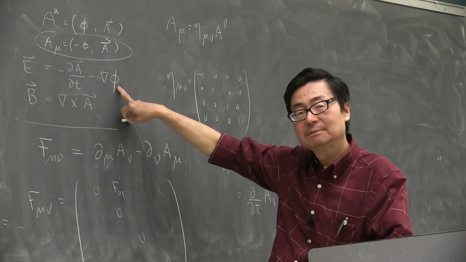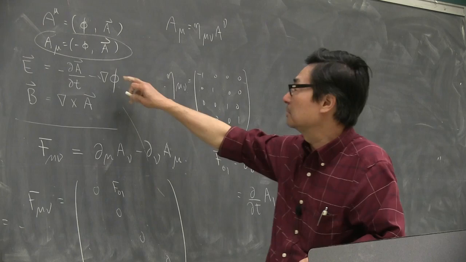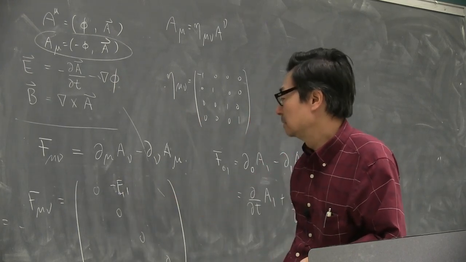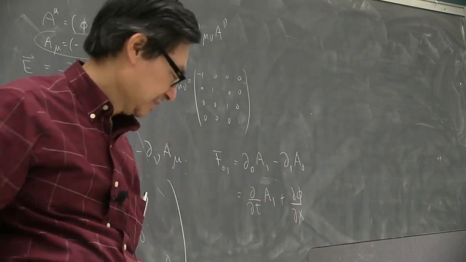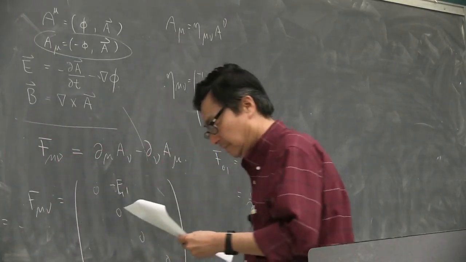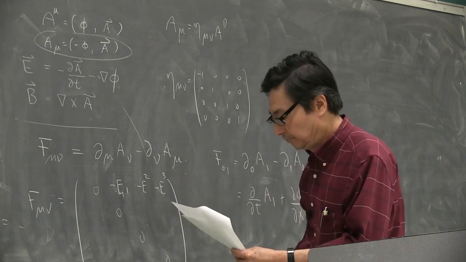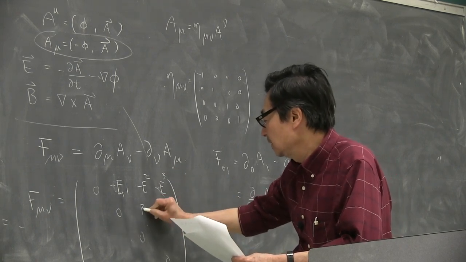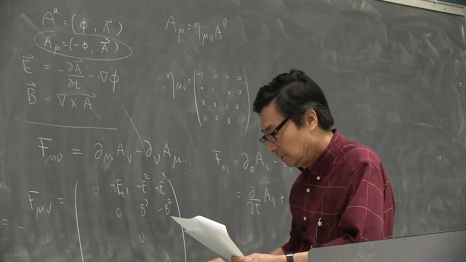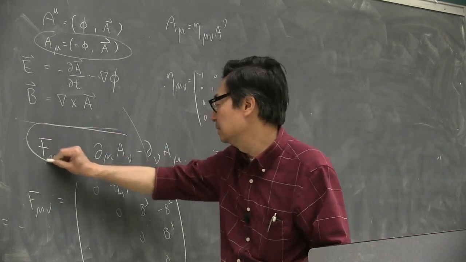So F01, this very quantity that I've written down here, is the first component of this vector, so that must be minus E1. I hope I've done that correctly. And similarly, if you carry out all the other derivatives, you see that this is minus E2, and this is minus E3. And then you find that the curl gives this is B3, this is minus B2, and then this is E1. All of them obtained by using this formula.